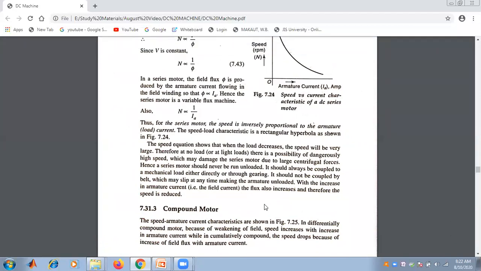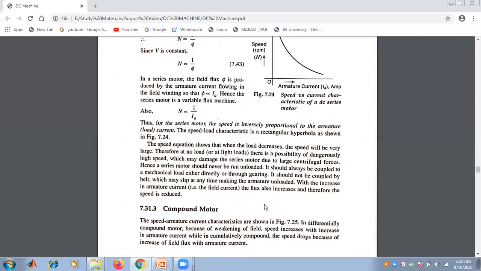So, for no load or light load, there is a possibility of dangerous high speed, which can damage the series motor due to large centrifugal force. Hence, a series motor should never be run unloaded. From the characteristics, it is seen that for a low value of the armature current, speed is dangerously high, which can damage the DC series motor due to a large centrifugal force.